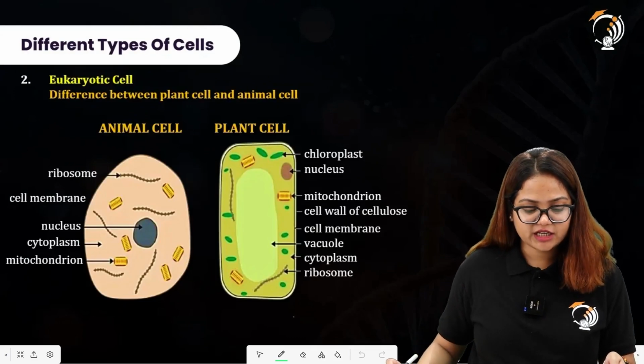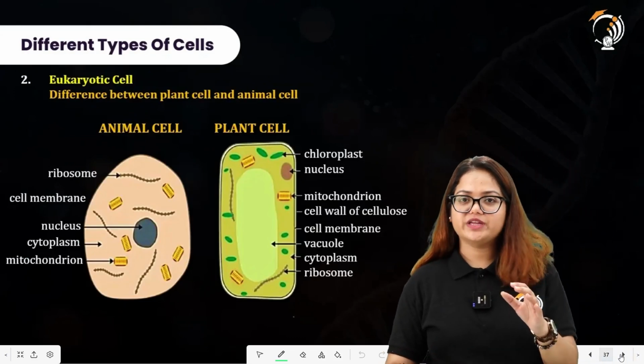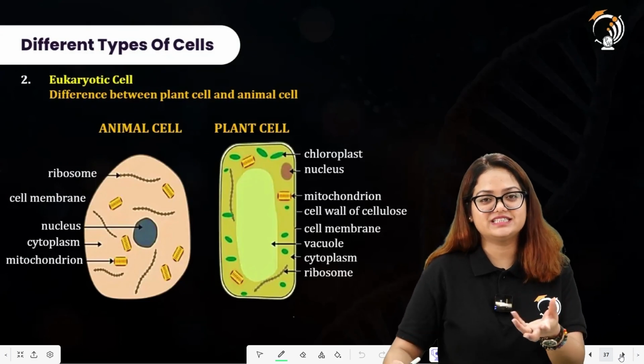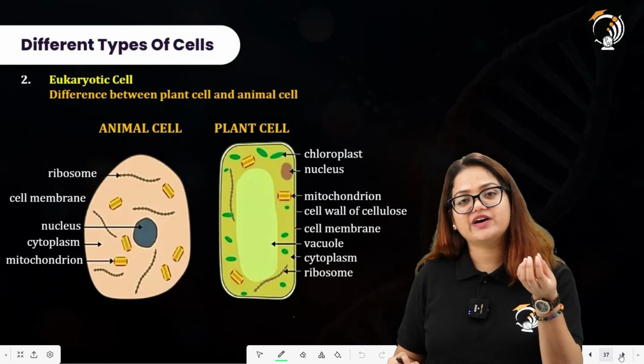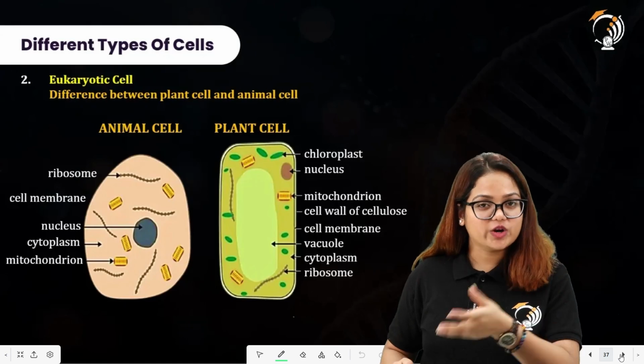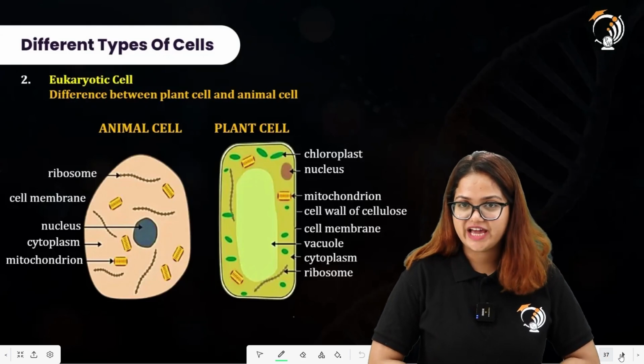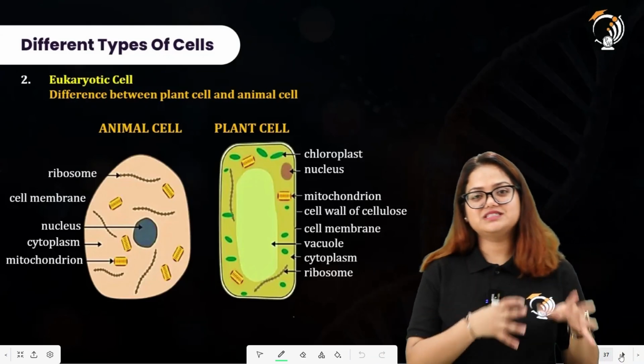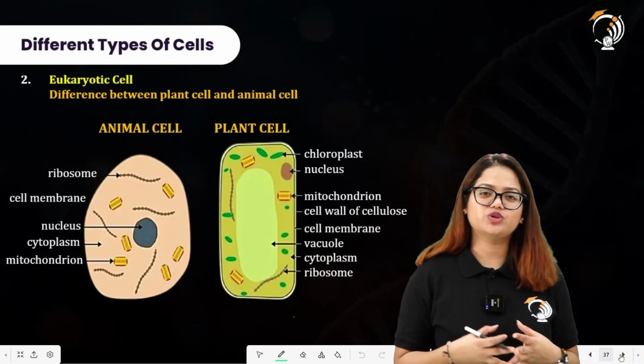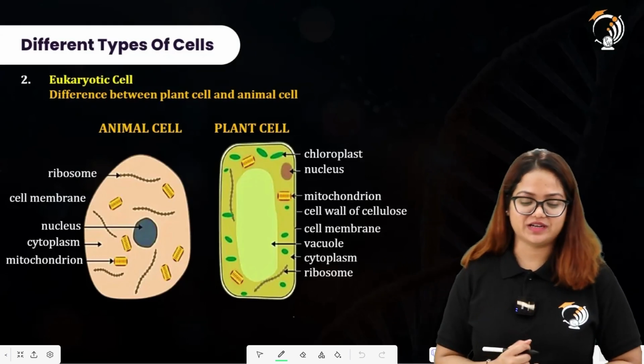Now comparing the eukaryotic cells. The eukaryotic cells are the true cells that have a nucleus, and have membrane bound cell organelles as the structures present in the cytoplasm. And for that we have two examples. Animal cell is there, plant cell is there. Both of these cells are examples of eukaryotic cell.